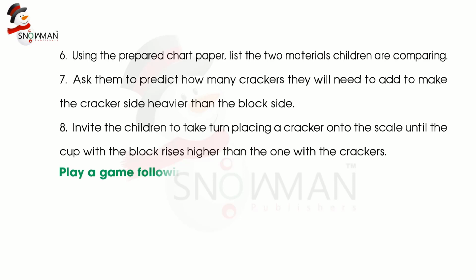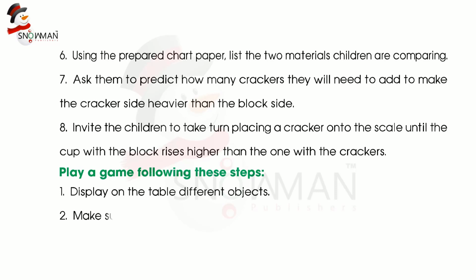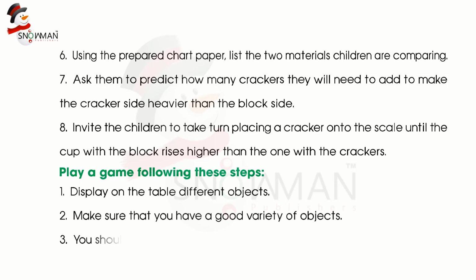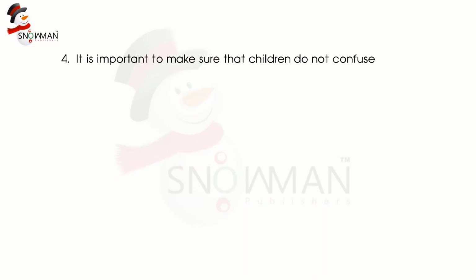Play a game following these steps. 1. Display different objects on the table. 2. Make sure that you have a good variety of objects. 3. You should have small things that are heavy. 4. It is important to make sure that children do not confuse big and small with heavy and light.